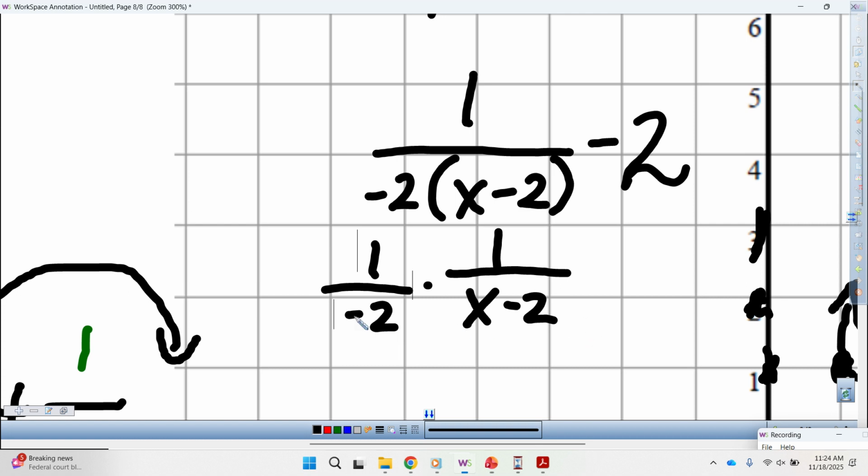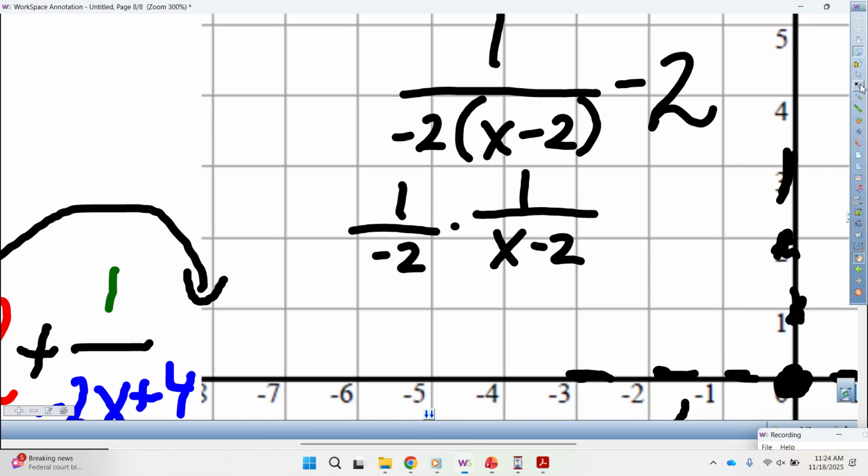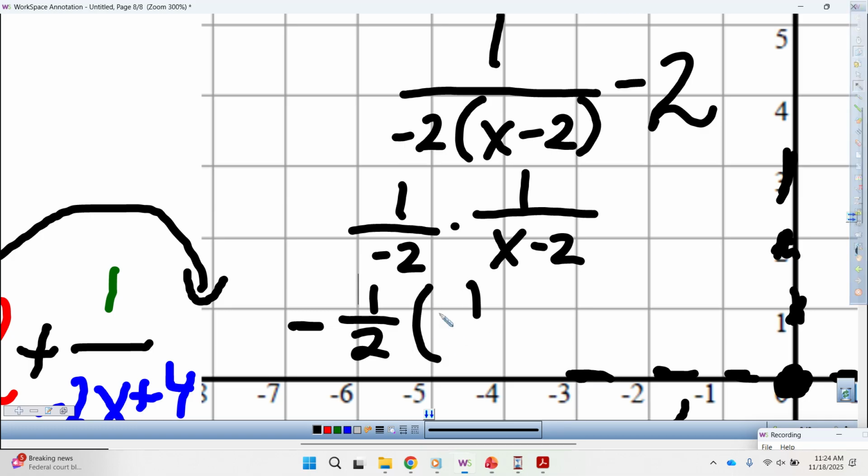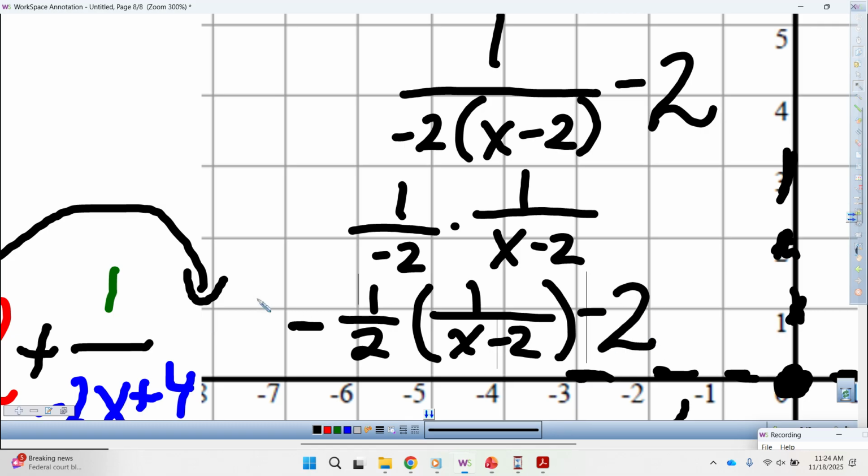However, we can't have a negative on the bottom or at the top. Where are we going to send that negative 2? To the front, yes? So it's negative 1/2 times, or parentheses, 1 over x minus 2, and at the end, minus 2. That is g of x.